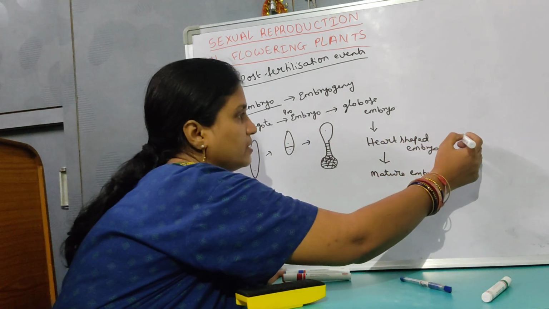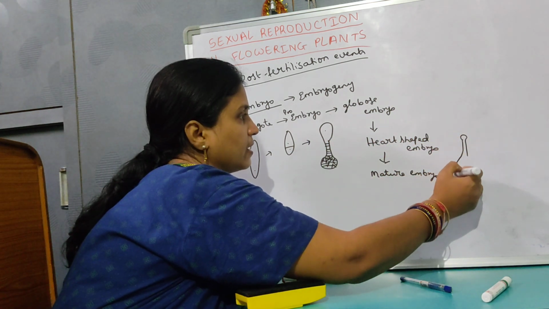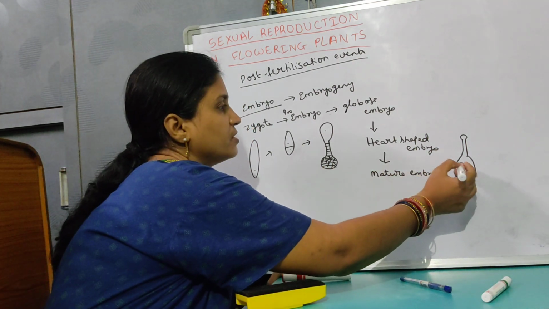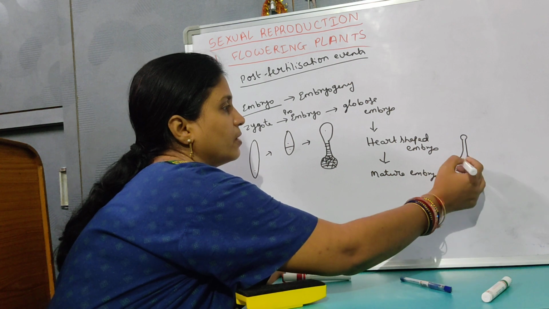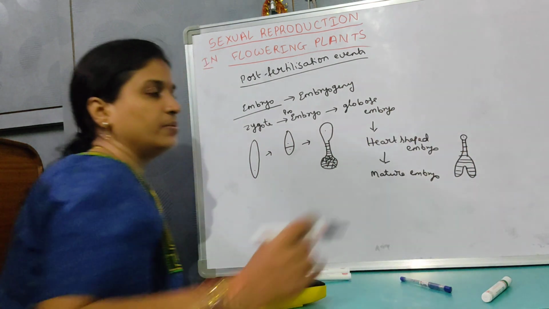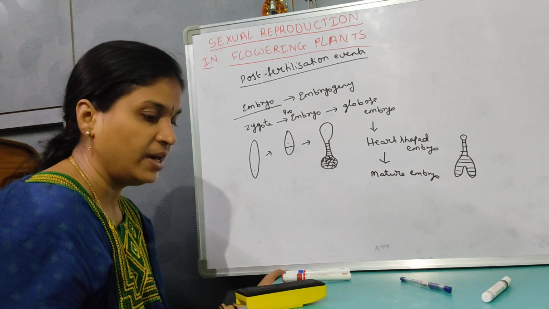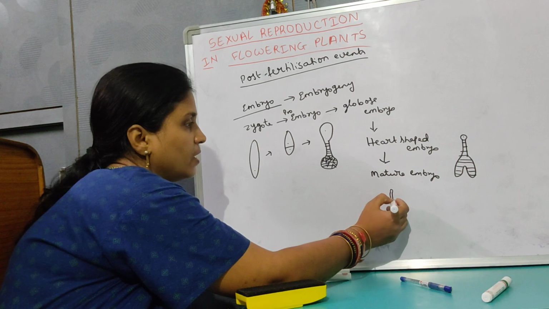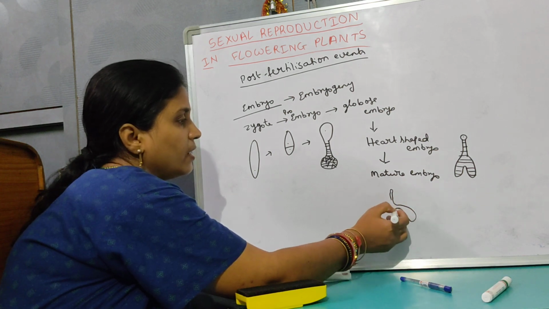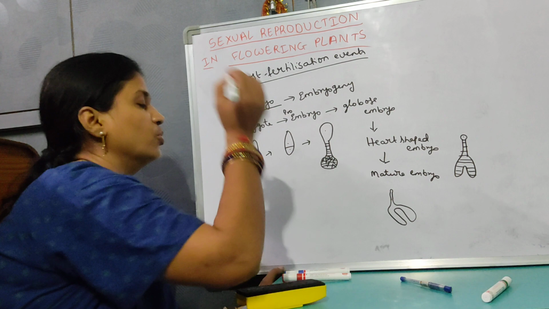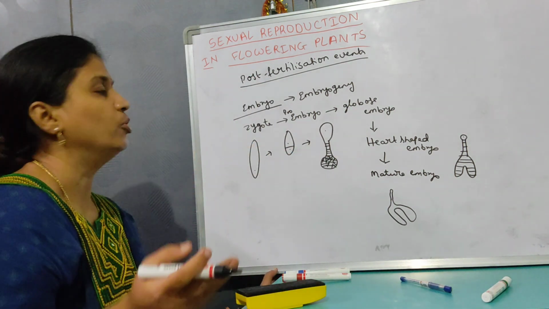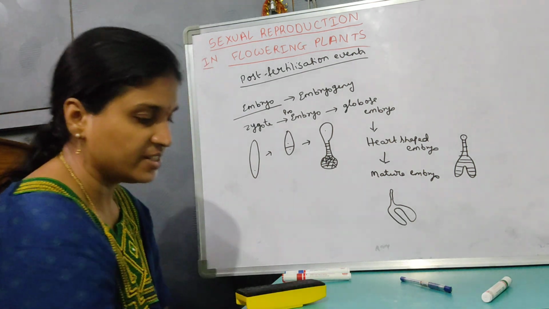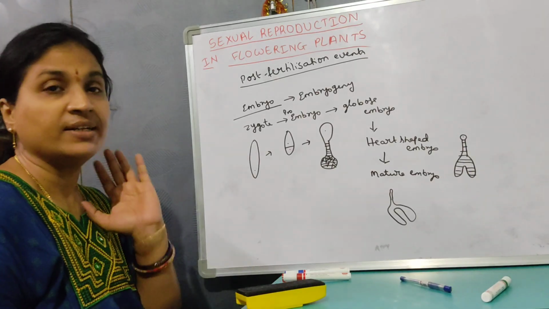Coming on to heart-shaped embryo. Heart-shaped embryo is somewhat like this. It is going to show the divisions. The cells are going to be there. So this is heart-shaped embryo. Then mature embryo, like this. This is the mature embryo. This will get transformed into either dicot or a monocot. So let us study now, first, about the dicotyledonous embryo.